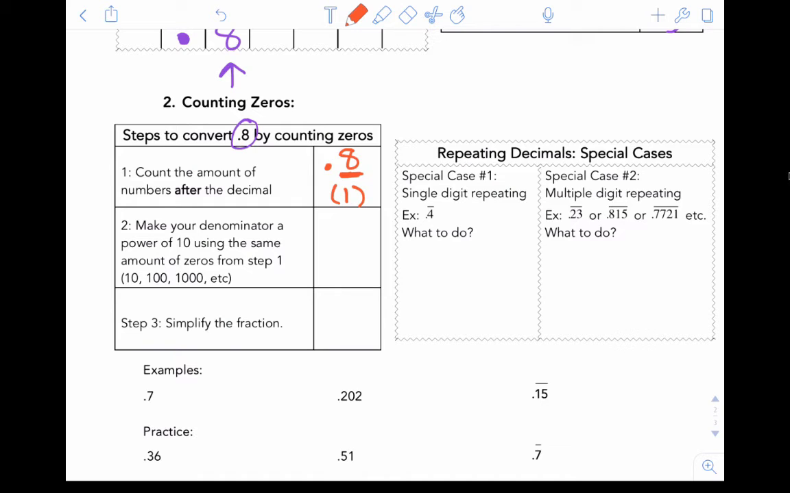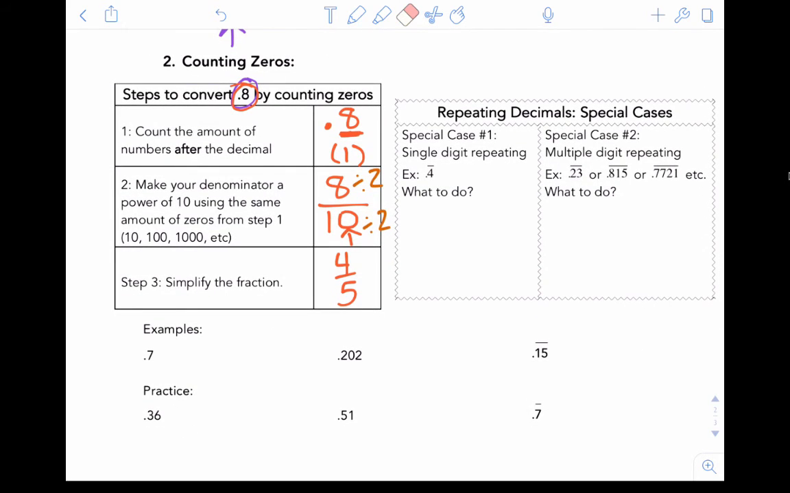It says make your denominator a power of 10, which would be 10, 100, 1,000, etc., using the same number of zeros from step 1. So my denominator is going to be 10, since there's just 1 zero. My numerator is just going to be the decimal, 8. And then the final step is to simplify this fraction just like before. So we're going to divide both the numerator and denominator by 2 to get 4/5.